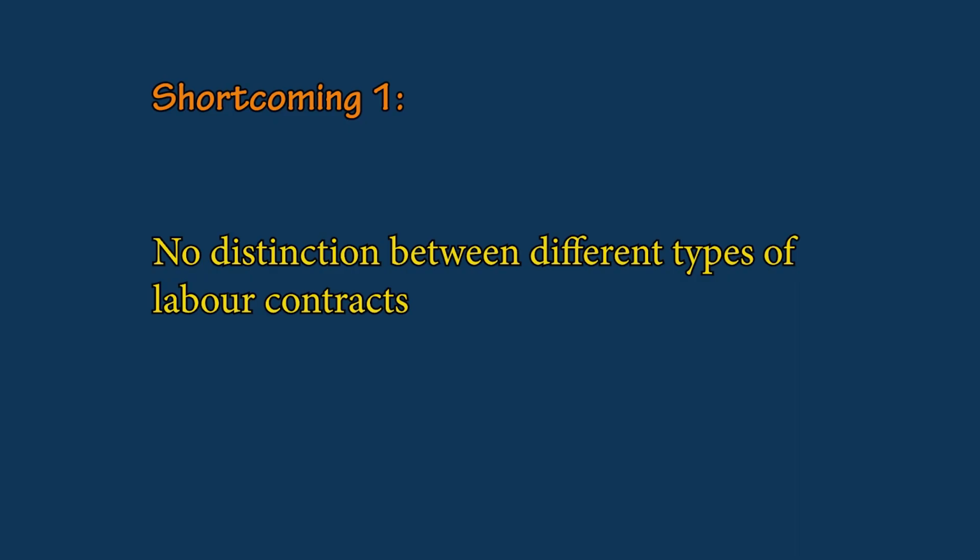Now, let us consider the shortcomings one by one. What was the first shortcoming? The first shortcoming was that in that model there was no distinction between different types of labor contracts. Now, if we have to find out different types of labor contracts, then the first question that arises in our mind is: what are the different forms of labor contracts?